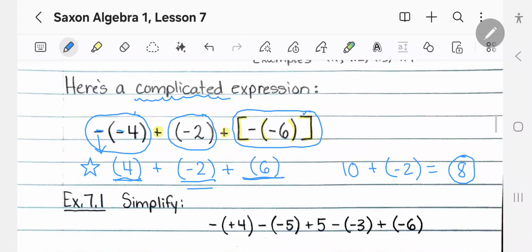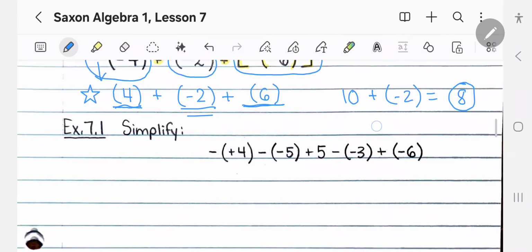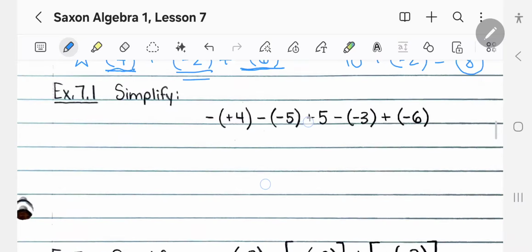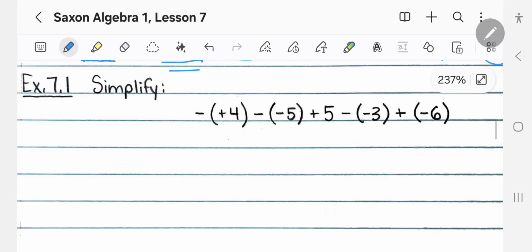All right, let's do this example. Example 7.1. Okay, so we're going to try to do the same thing we did in the last problem, where we're looking at what is being added or maybe even subtracted.